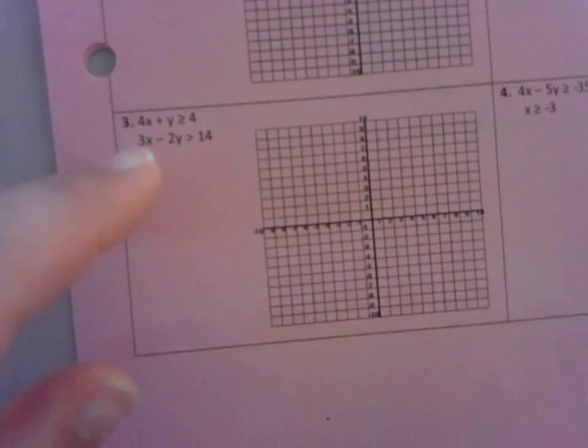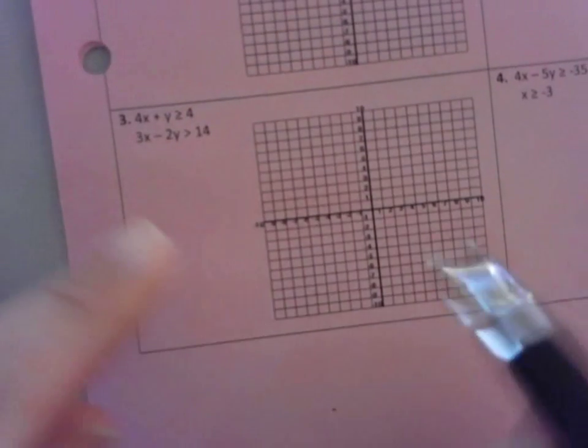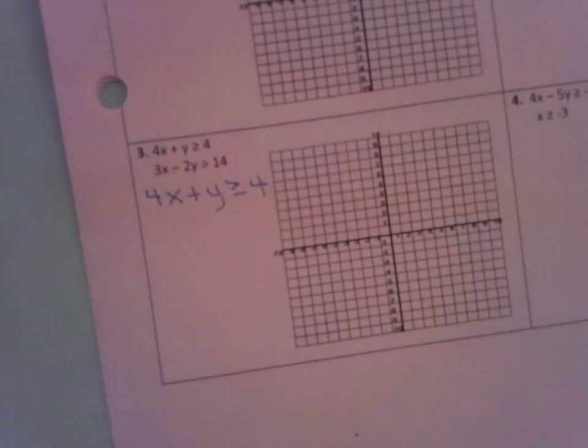Can't you just do it? Huh? No, we're not. We're graphing it. We're not trying to solve. We're just graphing it. So let's take my top equation: 4x plus y is greater than or equal to 4. You are doing the same thing we just did, except you do it twice. That's the only thing different with these.